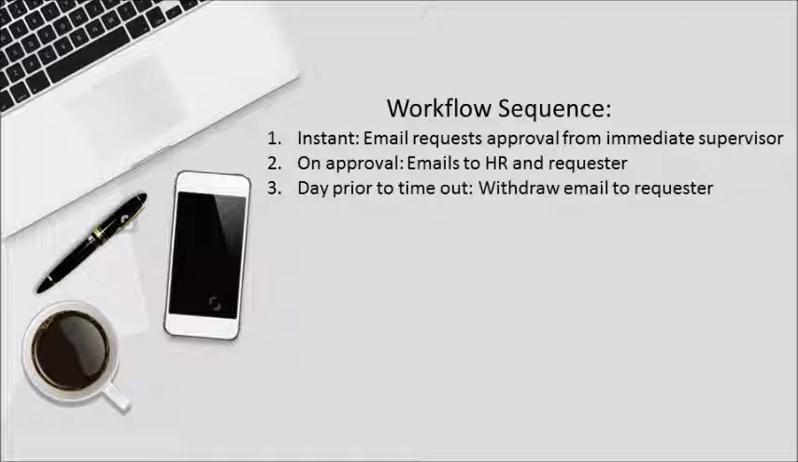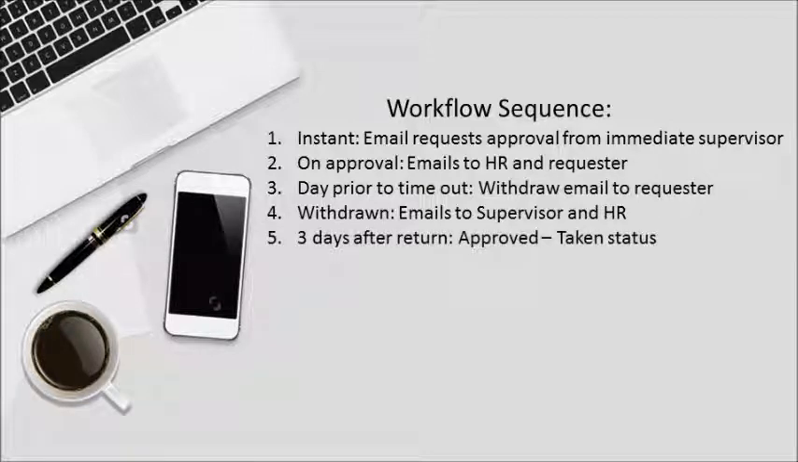If you do, there's nothing to do. If you don't, the system will allow you to withdraw the request. Your supervisor also has the ability to withdraw a request on your behalf. Anytime a request is withdrawn, emails go to both the supervisor and human resources letting them know that you've done so. The window of opportunity to withdraw a request lasts until 3 days after the return date. If you haven't withdrawn the request by then, the system assumes that you have taken that time off and will move it into a final state of approved taken.